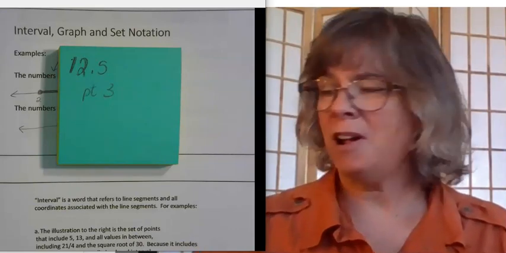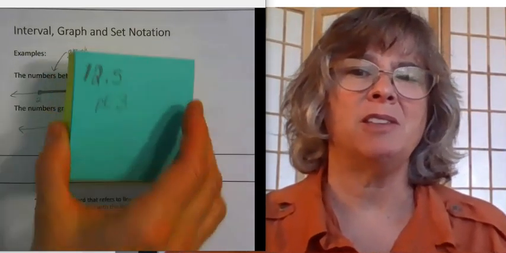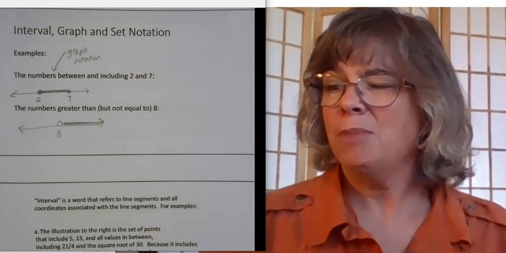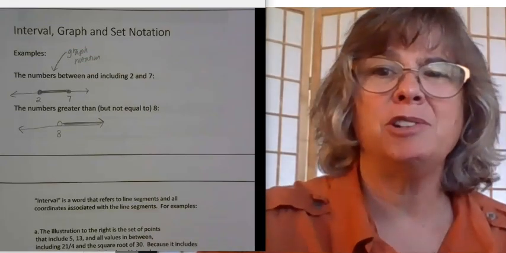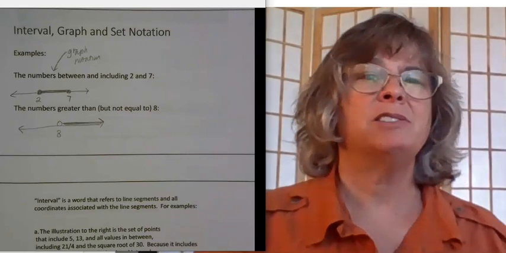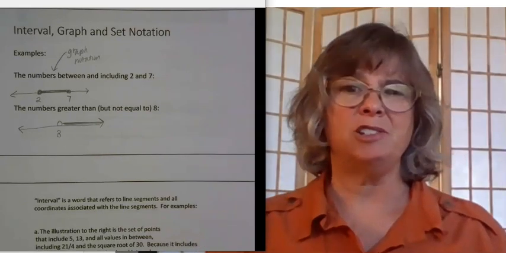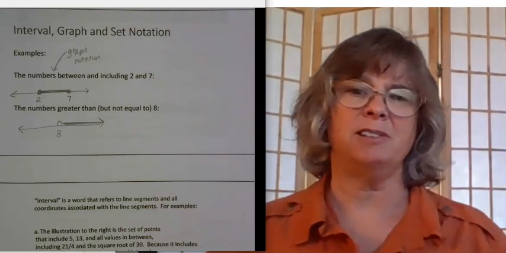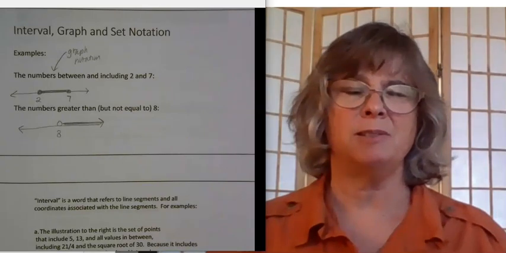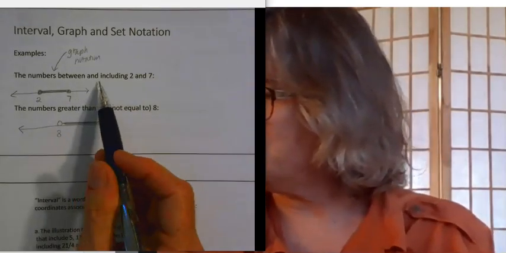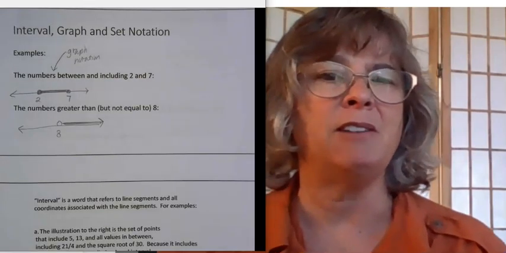Okay, interval, graph, and set notation. Again, this may be something that you know or are familiar with, but I need to be sure that you're really good at it. So let's start with putting everything in graph notation, and that's going to be your go-to because it's not going to get simpler, it's going to get more complicated. So if we're looking at the numbers between and including 2 and 7, this is graph notation.